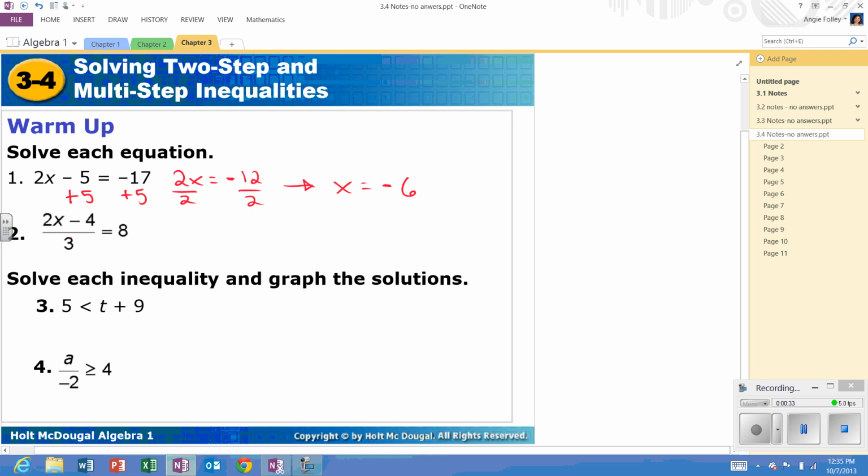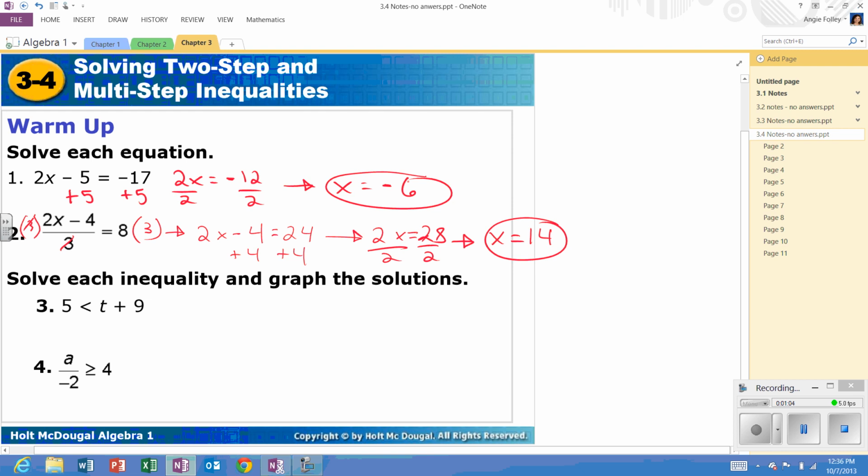All right, this next one, we need to get rid of this 3 in the denominator first. So I'm going to multiply by 3 or 3 over 1. So that 3 goes away. So I'm going to rewrite it over here. 2x minus 4 equals 24. Now I'm going to move this 4 to the other side. I'm not writing right below because I don't have enough space. So 2x equals 28. Divide both sides by 2, and x equals 14. Circle that one.